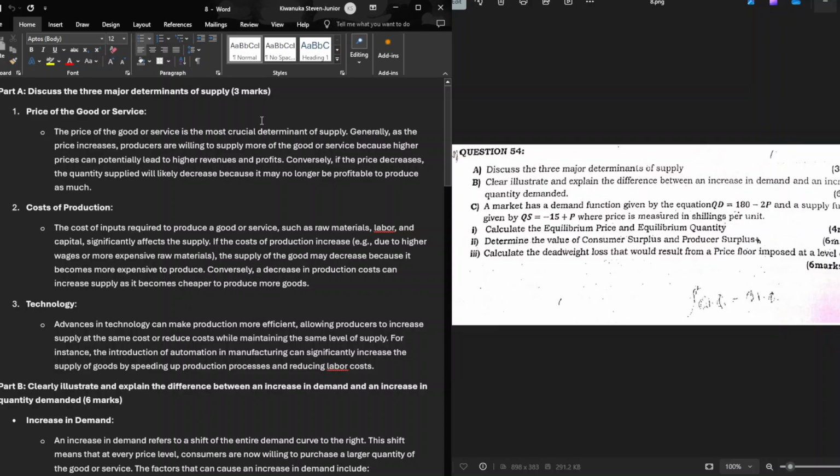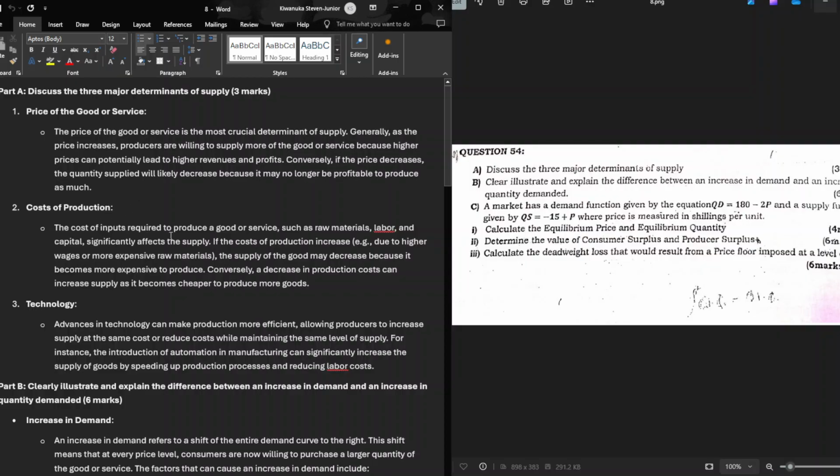Generally, as price increases, suppliers and producers are willing to supply more of that good because they're aiming at maximizing profits. And as price decreases, whenever you're explaining, you give two sides, just like in A-level. If price decreases, the quantity supplied, we shouldn't confuse it with demand. We are looking at the side of supply. The quantity supplied decreases. The second one is the cost of production.